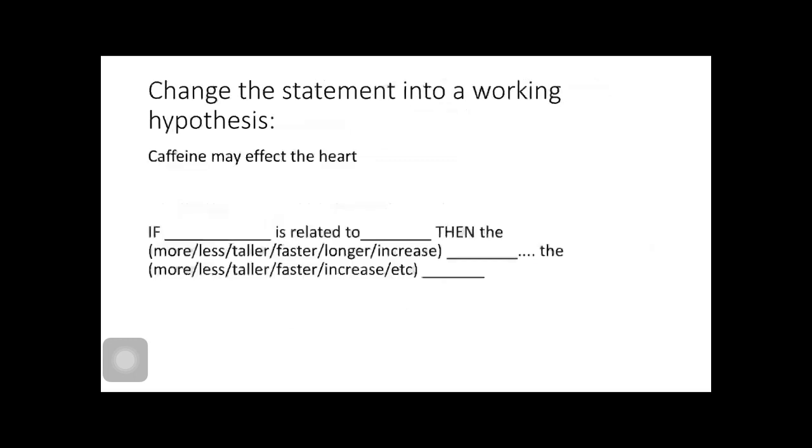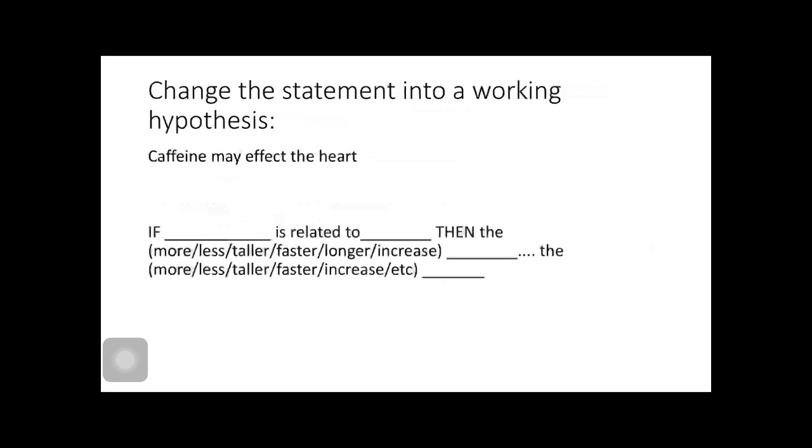So for example, I noticed that caffeine might affect the heart. So the question is, how much caffeine can affect the heart? I turn that into a hypothesis. If caffeine consumption is related to heart rate, then the more caffeine, the faster the heart rate.